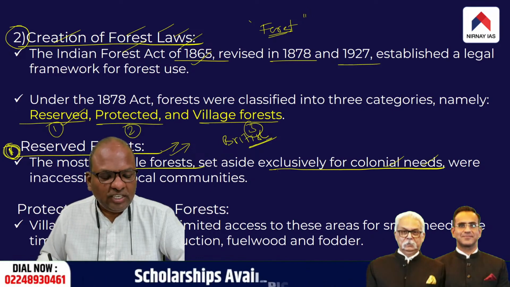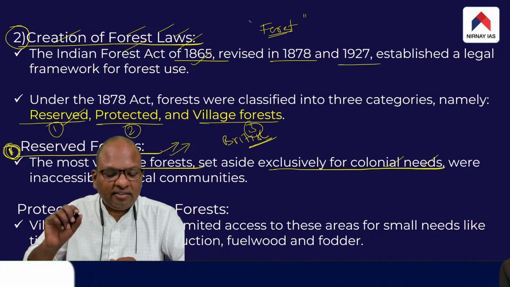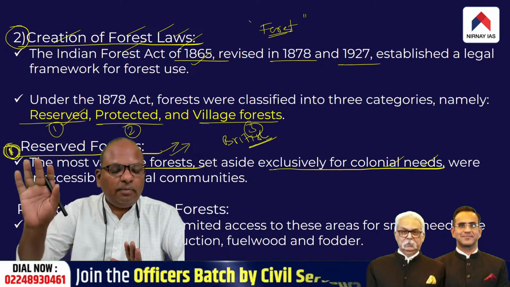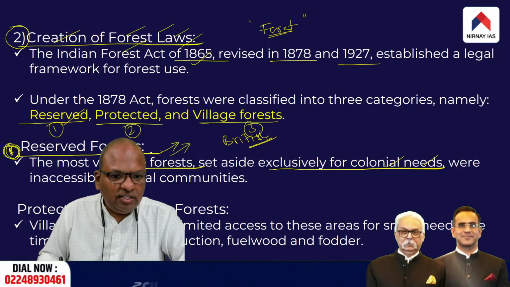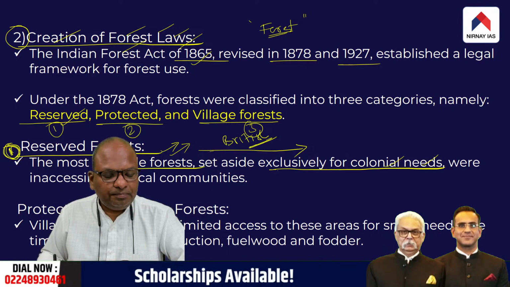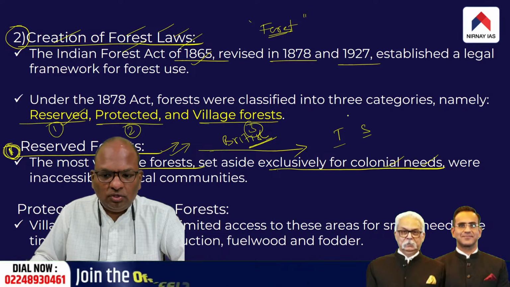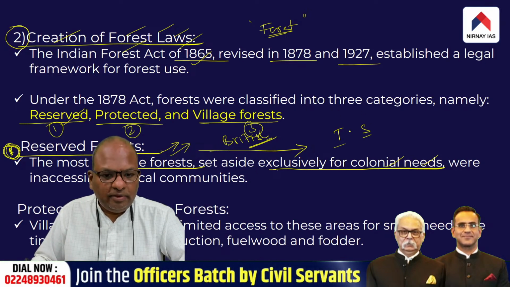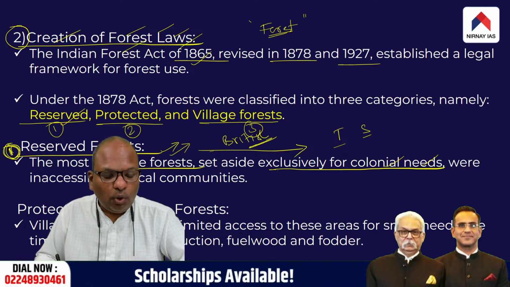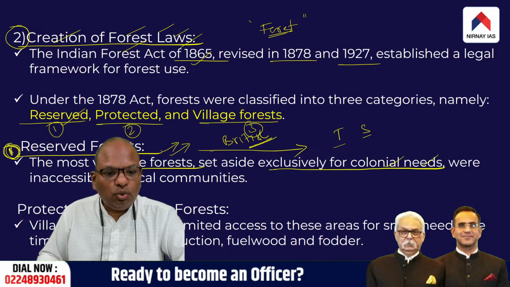In reserved forest, the entry of the people was banned. So the trees available in the reserved forest were meant to be used exclusively by the British. Which type of plantations? Mostly teak, sal. These trees were grown extensively by the British, and these forests were declared reserved only for the British, and the people were banned entry into those forests.